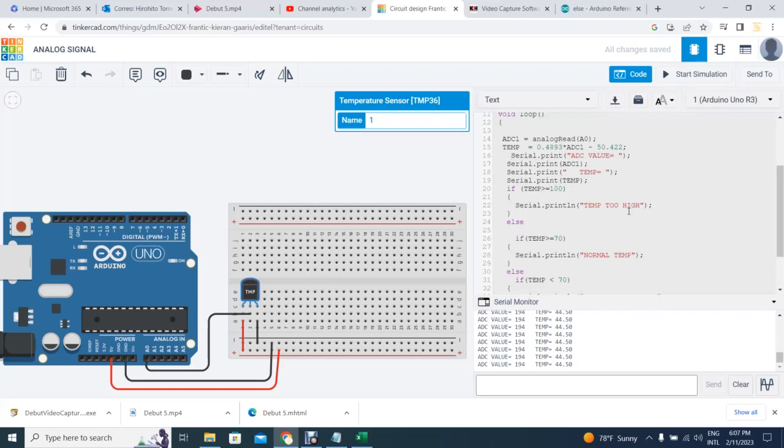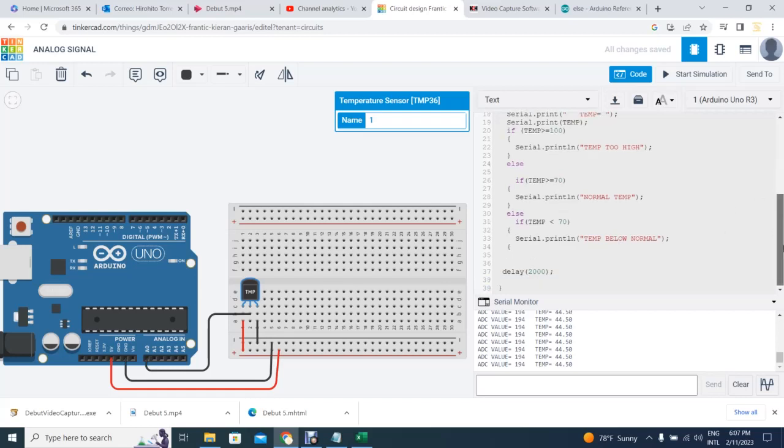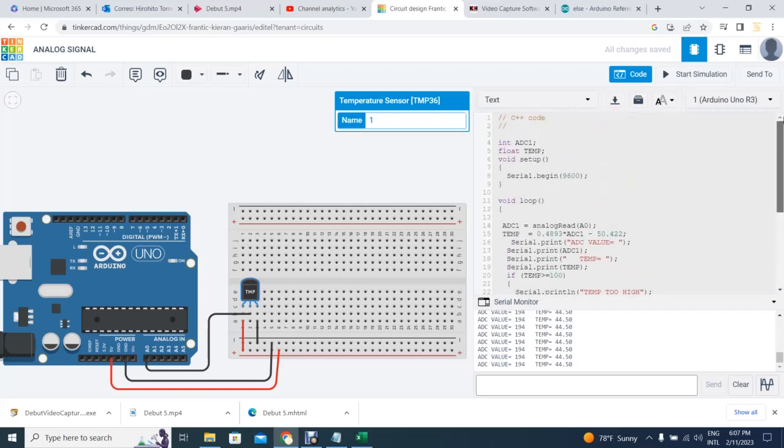So temperature too high if it's above 100. If the temperature is between 70 and 100, it will print normal temperature. If the temperature is below 70, it will print temperature below normal, and that will do. And this is the delay to wait for 2 seconds and then repeat the cycle again. And let's see how this looks.